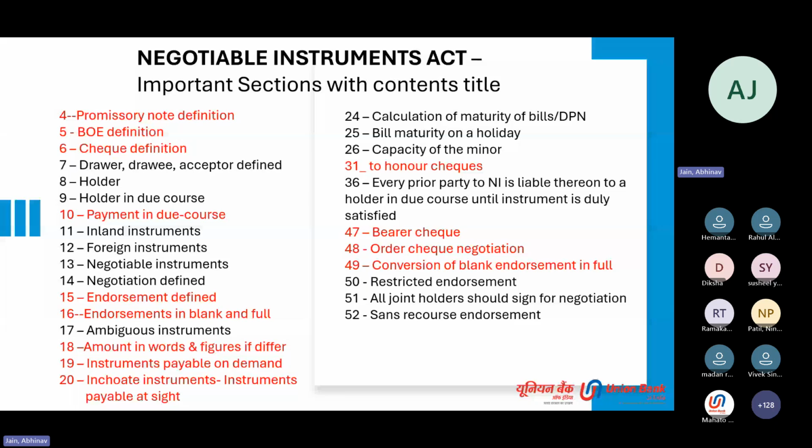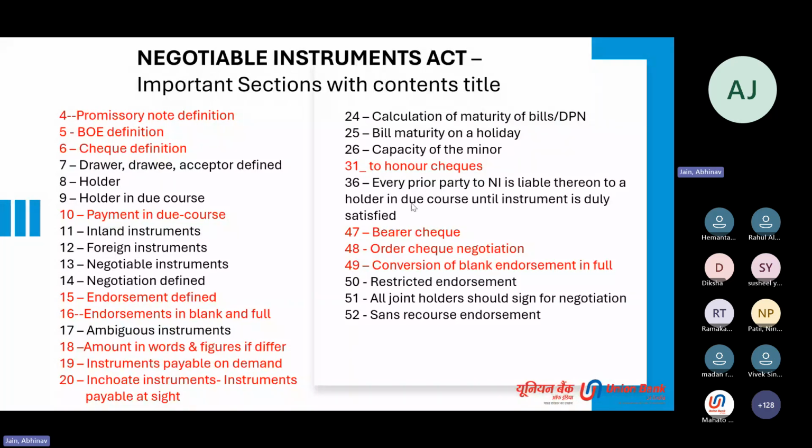Section 15 defines endorsement. Section 16 talks about endorsement in blank and full. Section 18 talks about when amount in words and figures differs. Section 19 describes instrument payable on demand. Section 20 discusses inchoate instrument. Section 31 discusses honor of check. Section 47 discusses bearer check. Section 48 discusses order check. And section 49 discusses conversion of blank endorsement. Section 52 discusses sans recourse endorsement. So these are a few important sections.